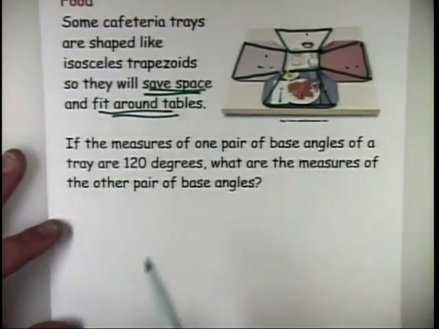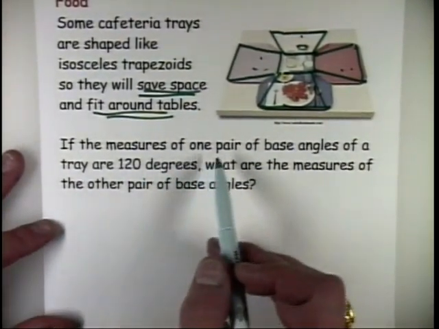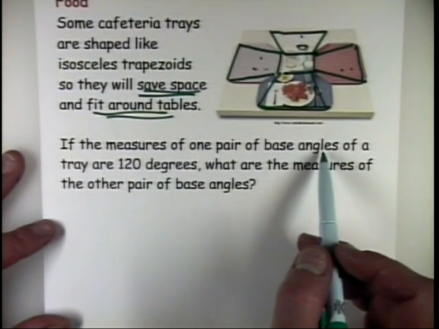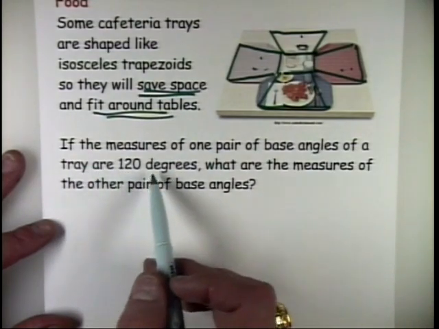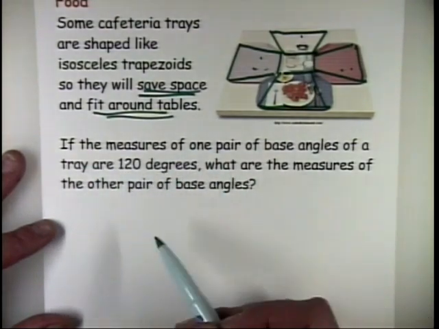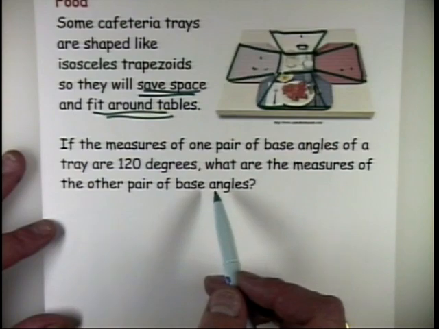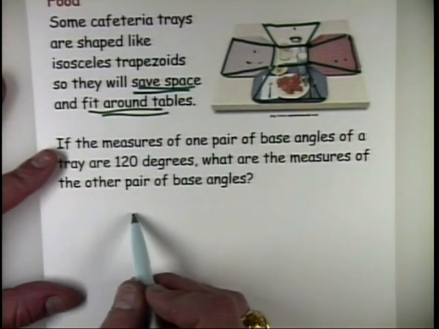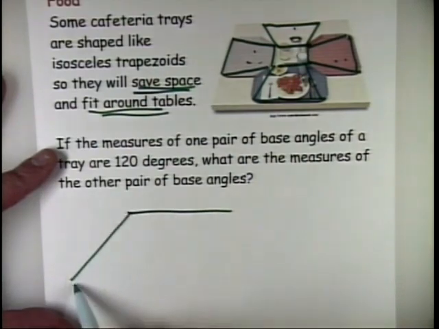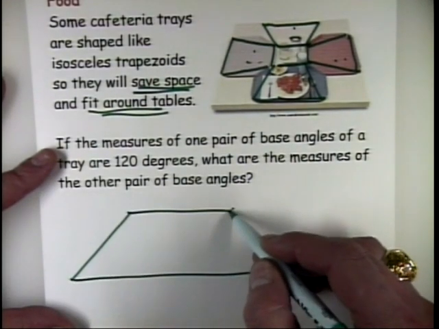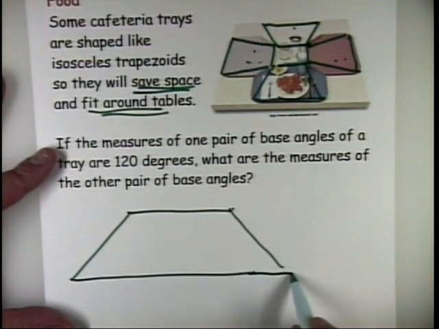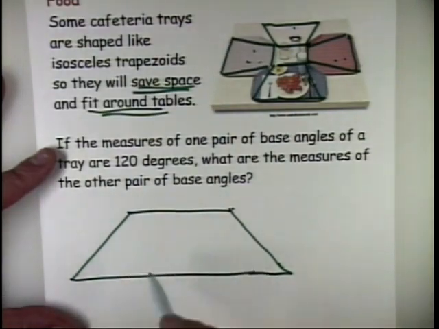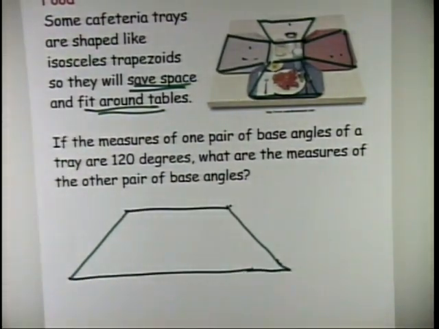So let's go ahead and take an example here. If the measures of one pair of base angles of a tray, a food tray, are 120 degrees, then what are the measures of the other pair of the base angles? All right, well, let's go ahead and draw our food tray here, like we're staring down at it. I'm going to draw mine in green. I always go for the green trays for some reason. And so we're staring right down at it. Now I'm not going to draw food on there because it's just going to clutter my diagram.